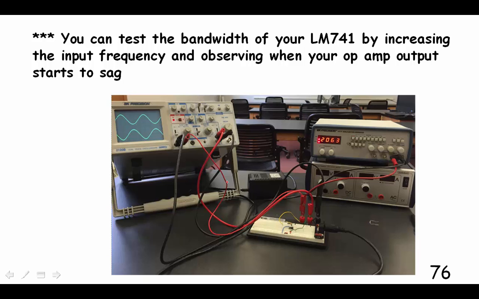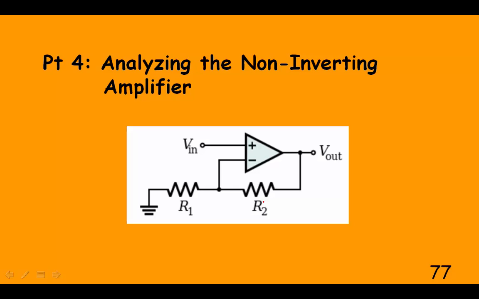Why don't you, while you've got this all set up, test the bandwidth of your 741 op amp. You can do that by just turning up the frequency of your function generator and keep putting in a higher and higher frequency to the input of your op amp, and then you look and see if the op amp is keeping up. It'll keep up probably up to about 10,000 hertz, and somewhere above that you'll see the output starting to sag because the poor little 741 can't operate that quickly.